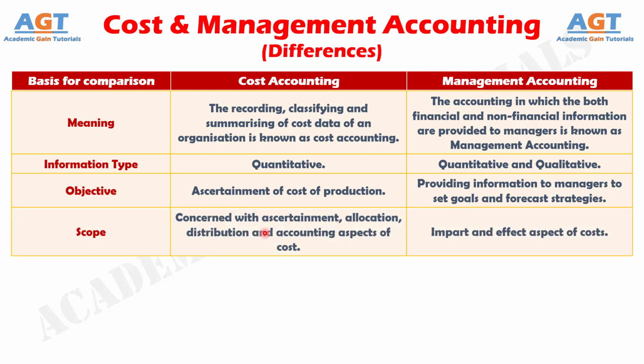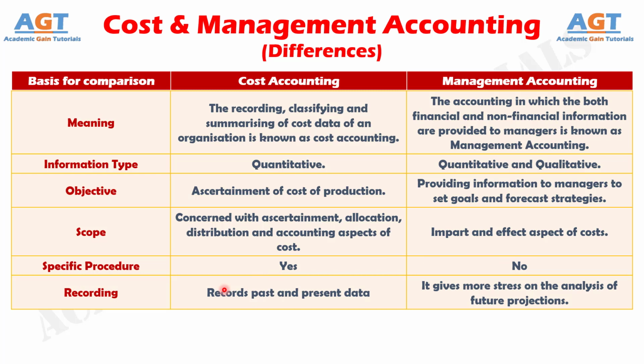Number 4. Cost accounting is related to the ascertainment, allocation, distribution and accounting phase of cost. On the flip side, management accounting is associated with the impact and effect aspect of cost. Number 5. There are specific rules and procedures for preparing cost accounting information, while there are no specific rules and procedures in the case of management accounting information.